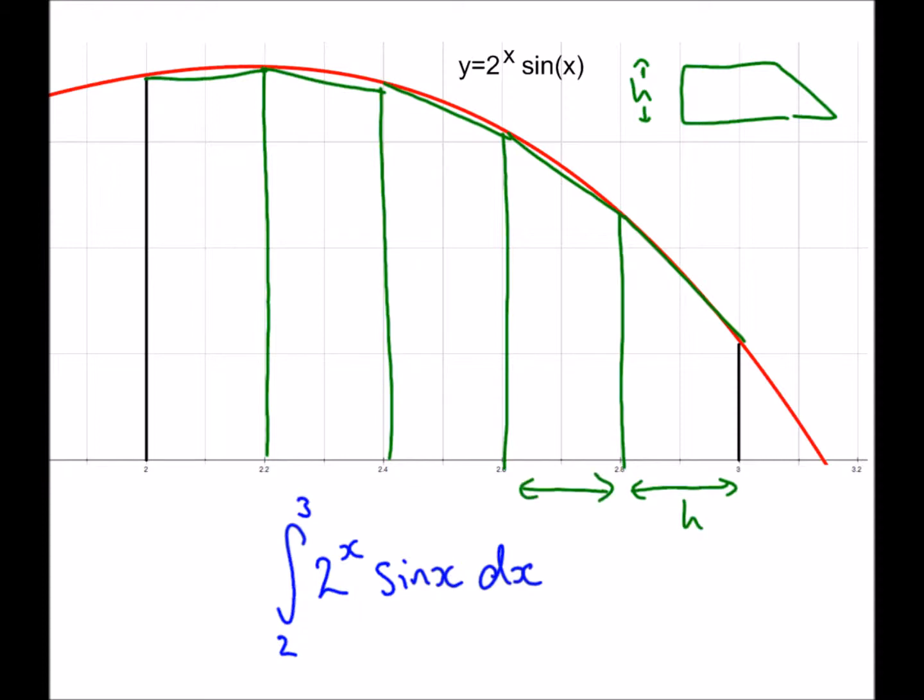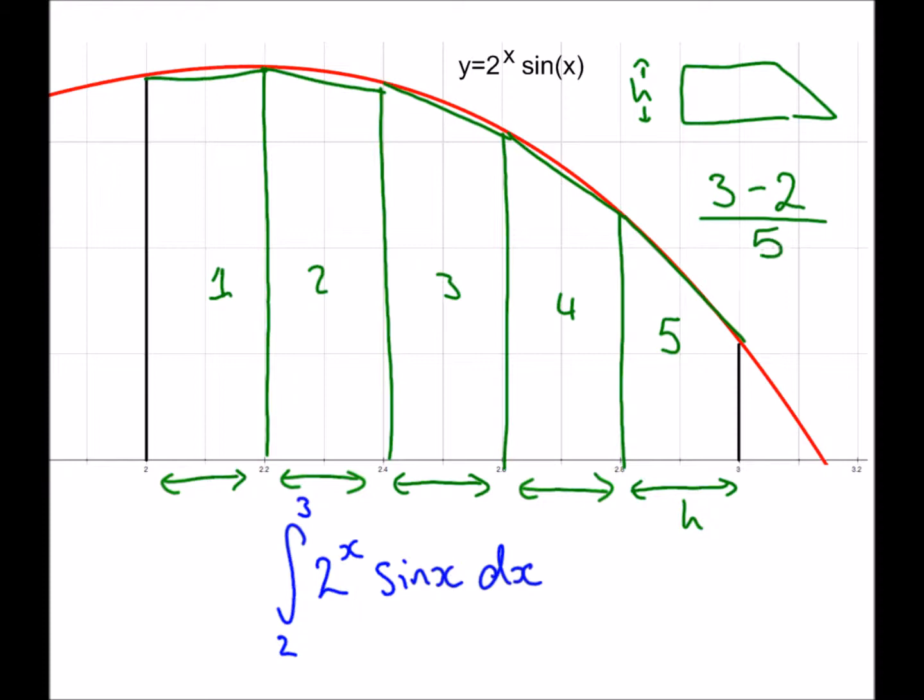And I've been rather cunning. I've made it so that my h for every trapezium is the same. In this case, because I've got 1, 2, 3, 4, 5 trapeziums, and because I'm going between 2 and 3, I know that the width is going to be 3 take away 2 divided by 5. So I'm doing the distance between the biggest number and the smallest number, split between 5 trapeziums. And so I'm going to find out that my h is going to be equal to 0.2, and it's going to be 0.2 for every one of my trapeziums.